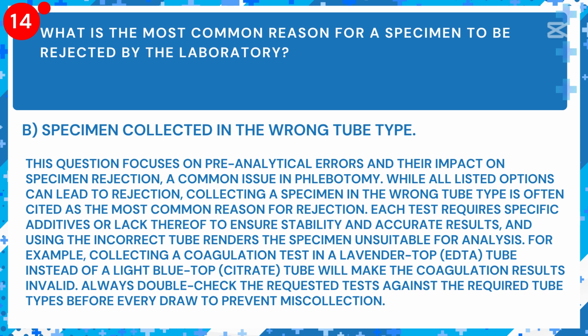For example, collecting a coagulation test in a lavender top, EDTA, tube instead of a light blue top, citrate, tube will make the coagulation results invalid. Always double-check the requested tests against the required tube types before every draw to prevent miscollection.